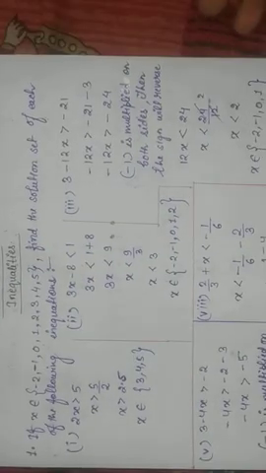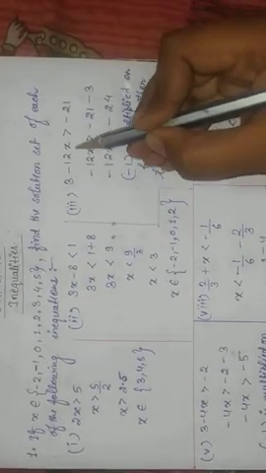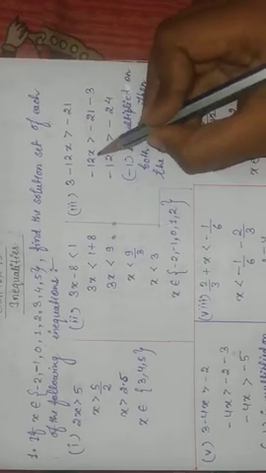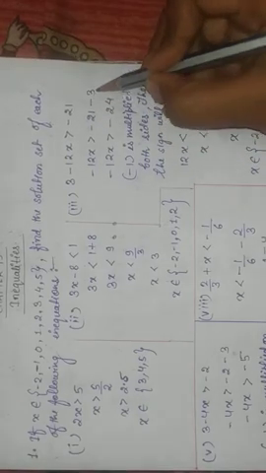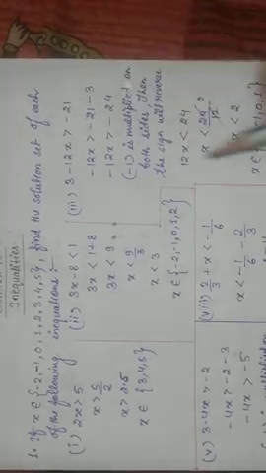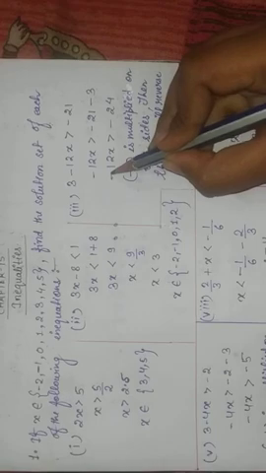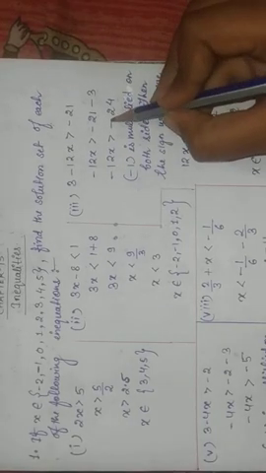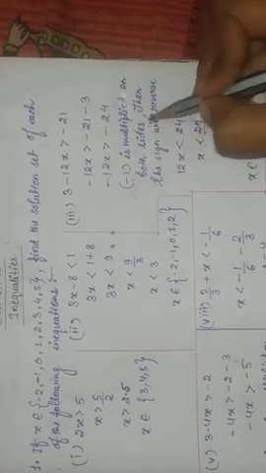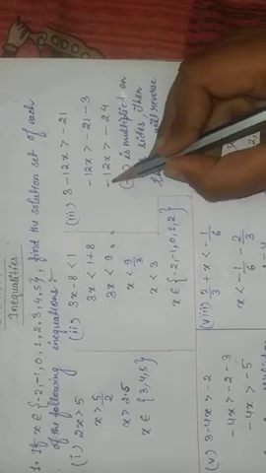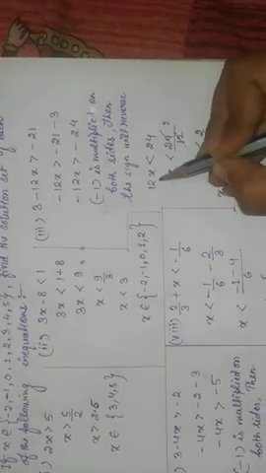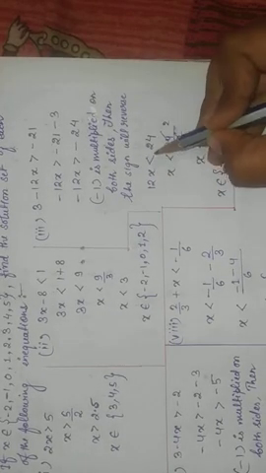So I am coming to question number 3, that is 3 - 12x > -21. So -12x > -21 - 3. -12x > -24. Here a minus sign is here and there is also a minus sign. So -1 is multiplied on both the sides. If a negative integer is multiplied on both the sides, the sign will reverse. That means 12x < 24.